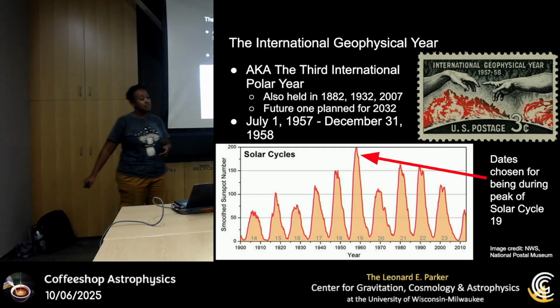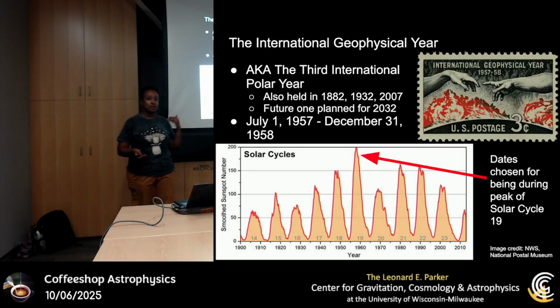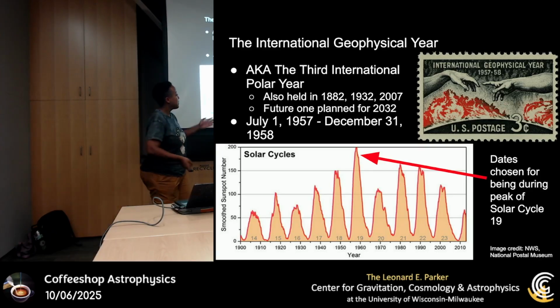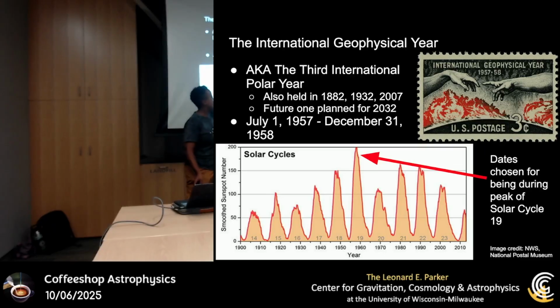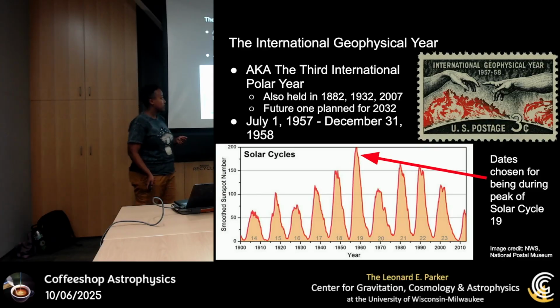Okay. So the reason that this particular time was chosen for the International Geophysical Year was because it was at the peak of solar cycle 19. Now, a solar cycle is a roughly 11-year period of the sun going through increased and decreased periods of activity. We measure this activity by the number of sunspots we observe on the sun. So you can see here, the tracking of solar cycles goes back to about the 1750s. And you can see here that 1957 roughly corresponds to the peak number of sunspots observed during solar cycle 19.